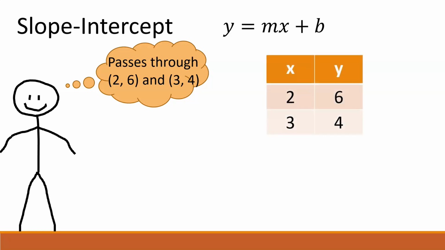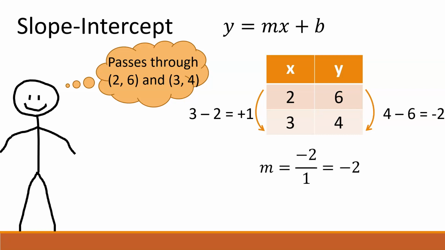Here's how I'm going to do it. I know that slope is the change in the y-coordinates of 2 points on your line divided by the change in the x-coordinates. So let's see, the y-coordinates change from 6 to 4, that's decreasing by 2, and the x-coordinates change from 2 to 3, that's increasing by 1. So the slope of your line is negative 2 over 1, or negative 2. Perfect, I've got half the information I need.